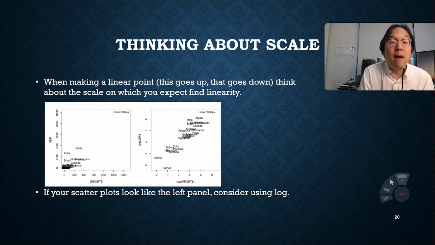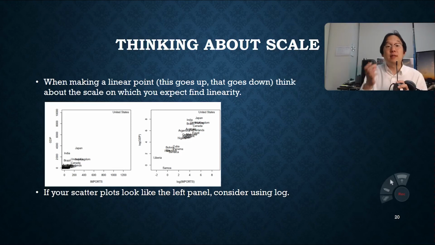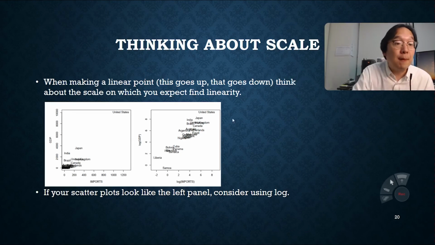Okay, this goes up, that goes down. Think about the scale on which you expect to find the linearity. For example, the relationship between the imports and GDP, right? How much you import, and is that correlated with your GDP? The more imports, it seems like the more GDP, the bigger the economic size in your country, right?